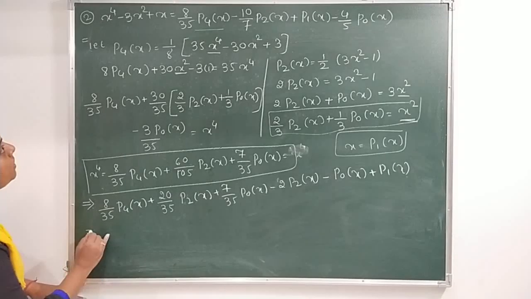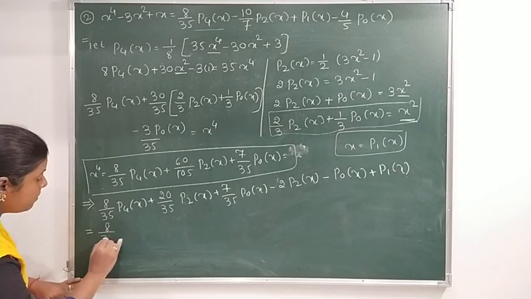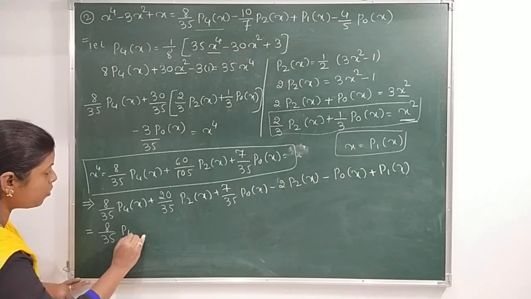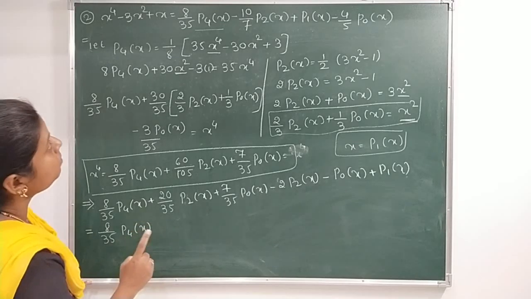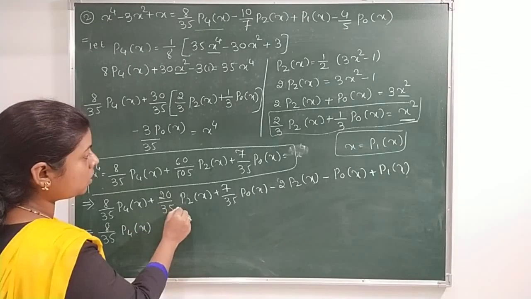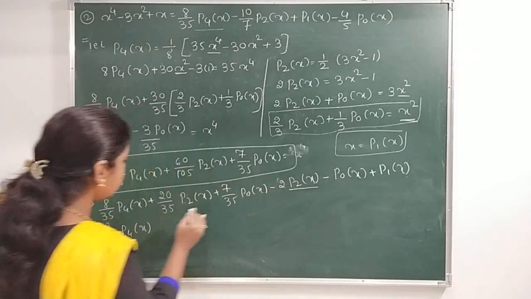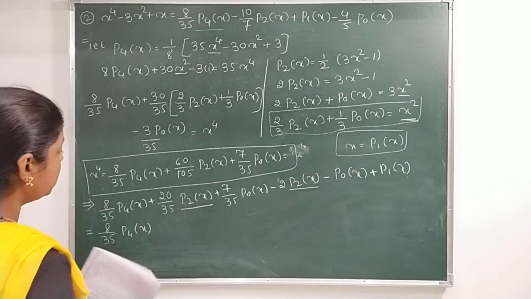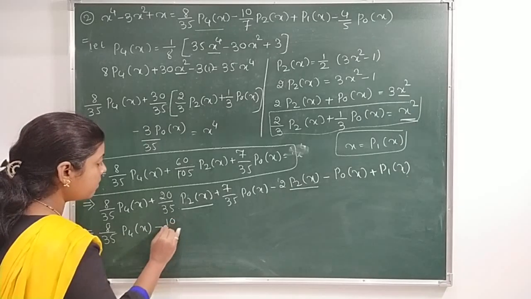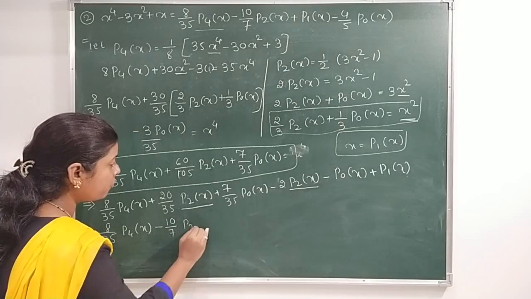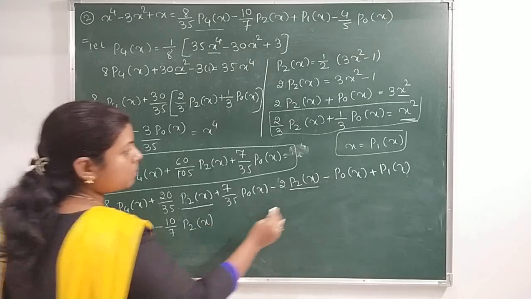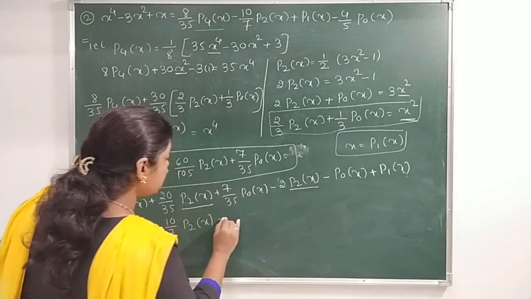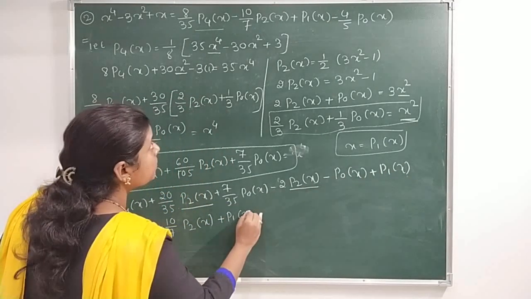Now you have to simplify this one. That is 8 divided by 35 P4 of x. Next, P3 term is not there. P2 term: here one P2 term is there, here one P2 term is there. By taking the LCM of this, you will get minus 10 divided by 7 P2 of x. Next, P1 term. One P1 term is there. That we got, P1 of x.